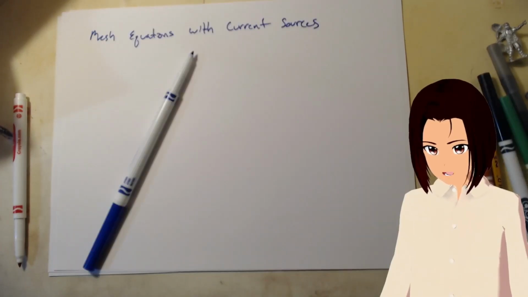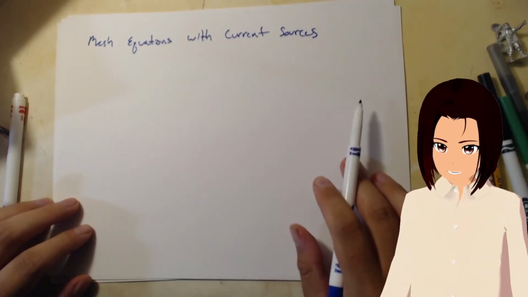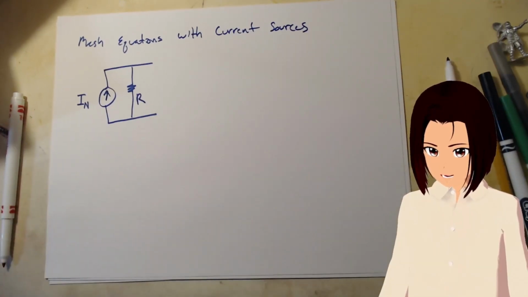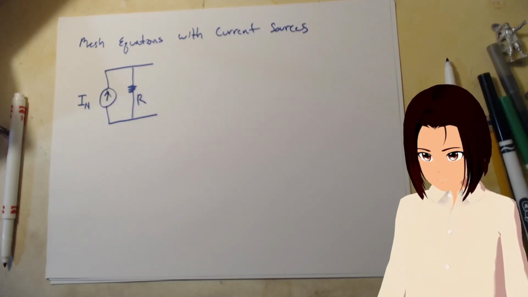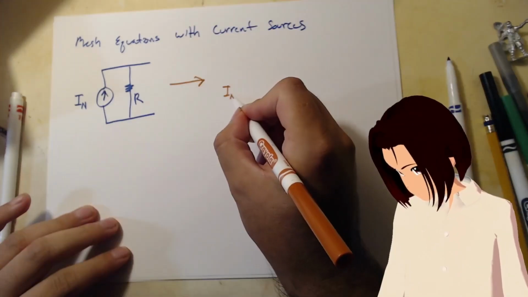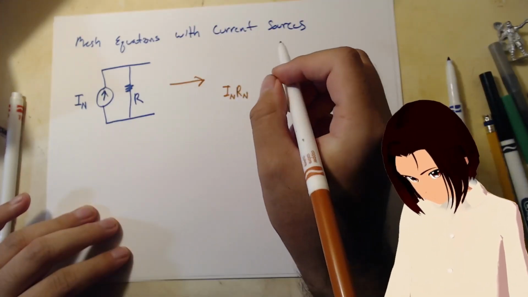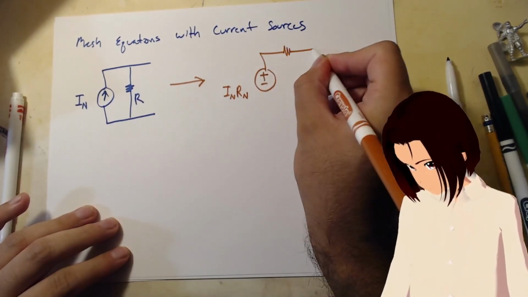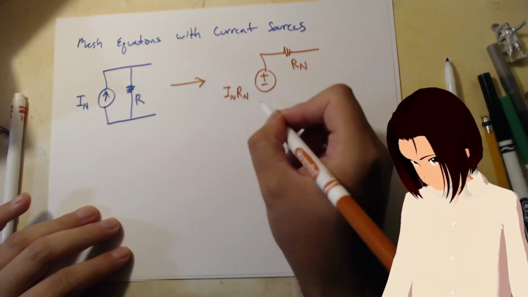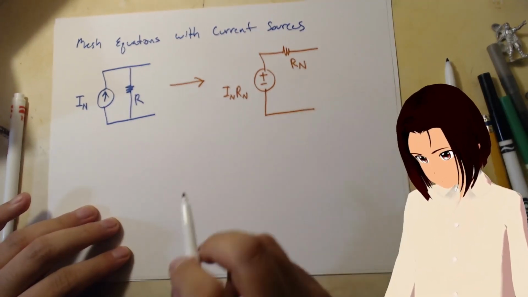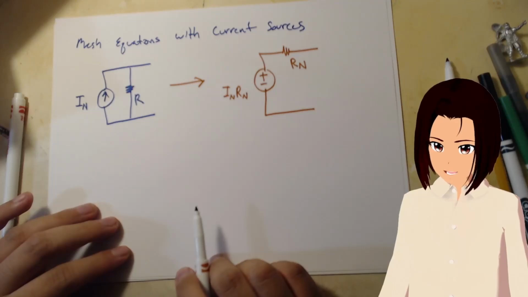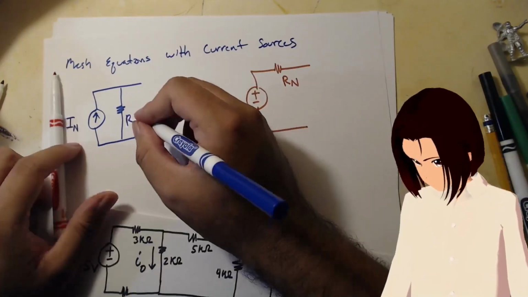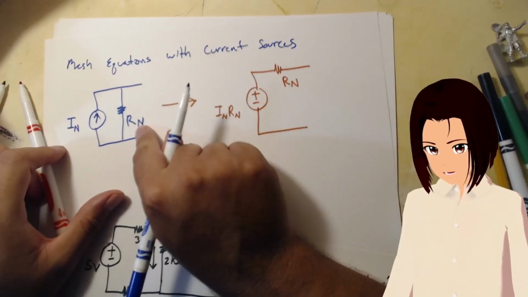Here's what we do. We just do a source transformation. Say that we have something like this, and we want to make it something that we can use in mesh analysis. And it's simply this. And that's it. And I'll show you an example. That's supposed to be an IN.